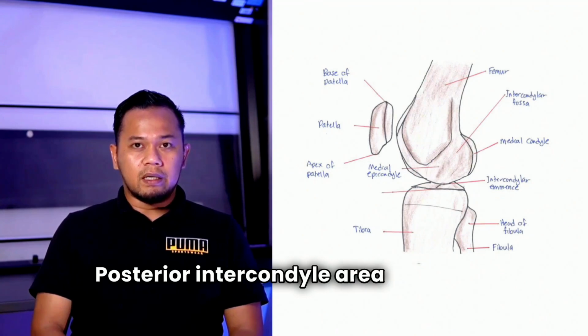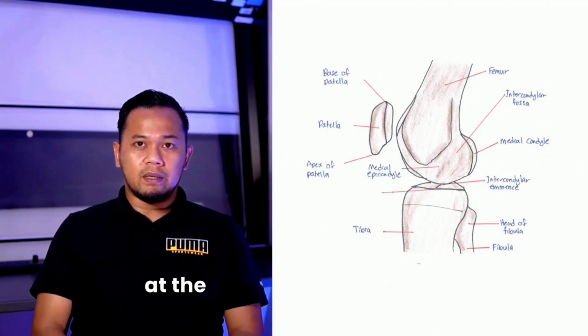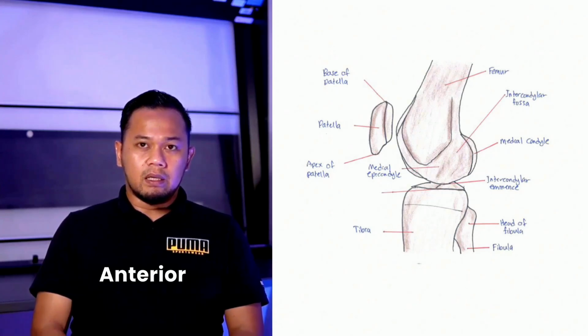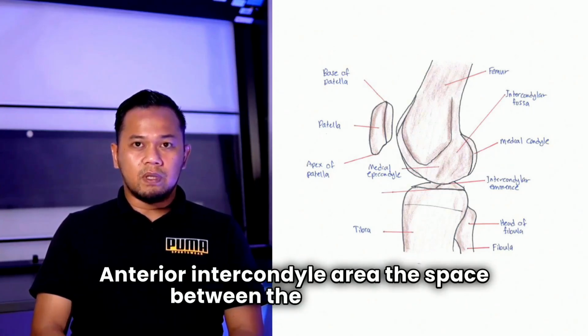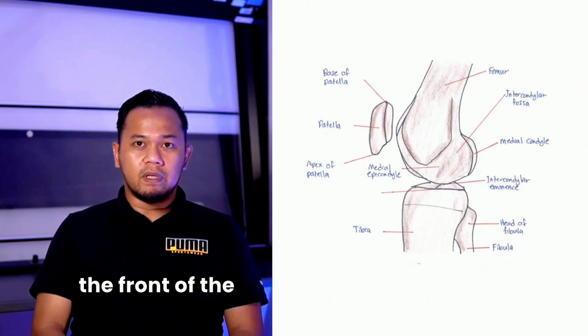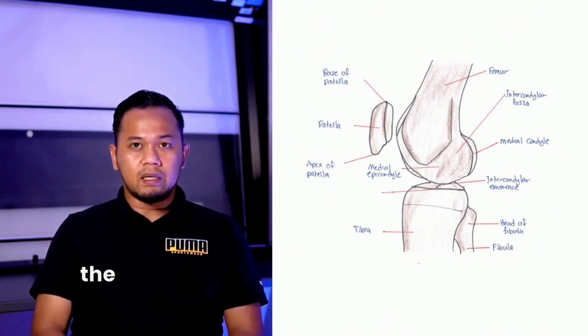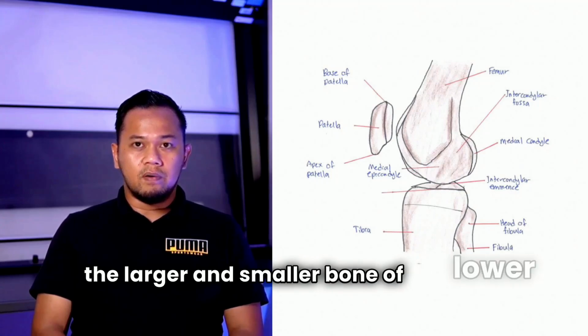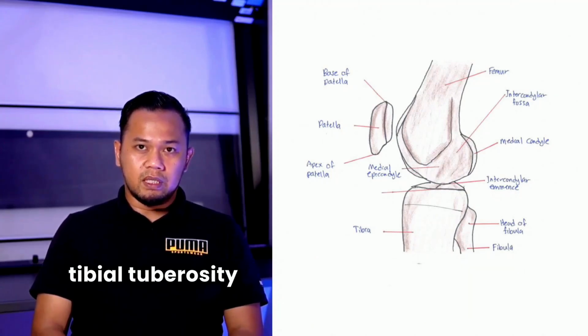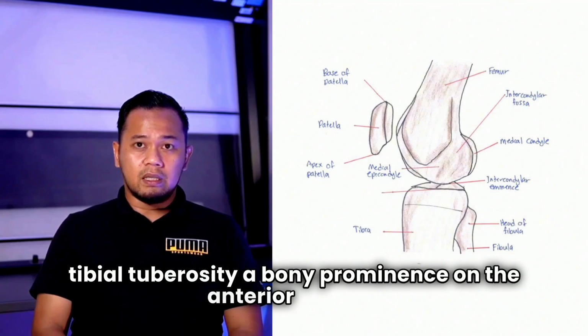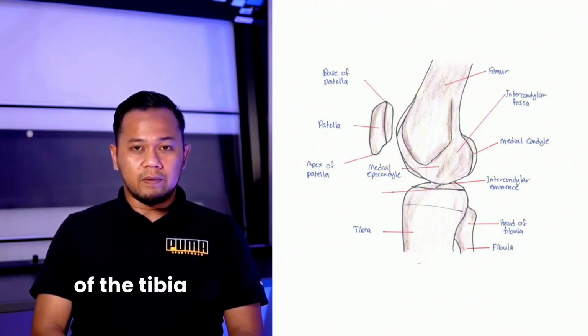Posterior intercondylar area, the space between the condyles at the back of the knee joint. Anterior intercondylar area, the space between the condyles at the front of the knee joint. Tibia and fibula, the larger and the smaller bones of the lower leg. Tibial tuberosity, a bony prominence on the anterior surface of the tibia.